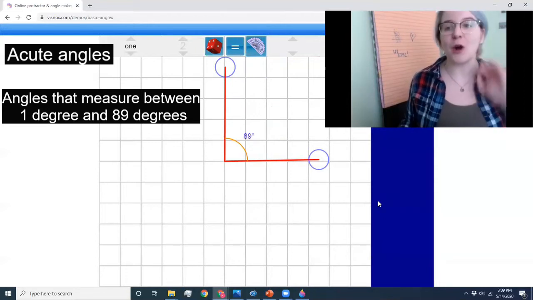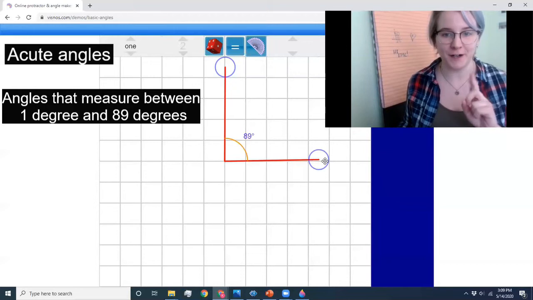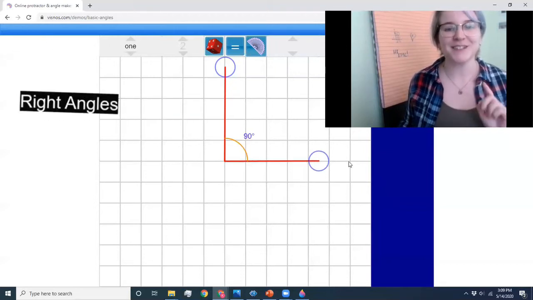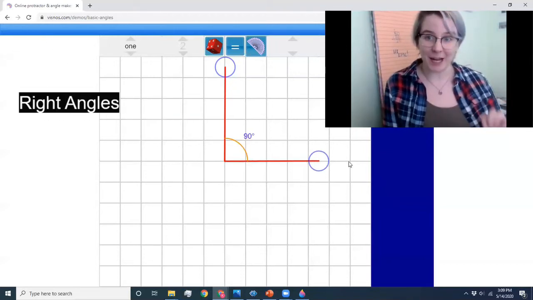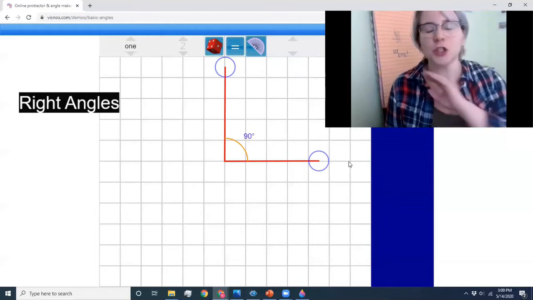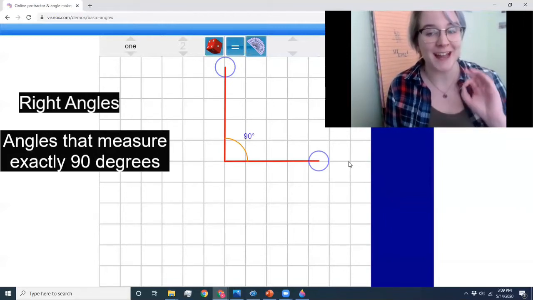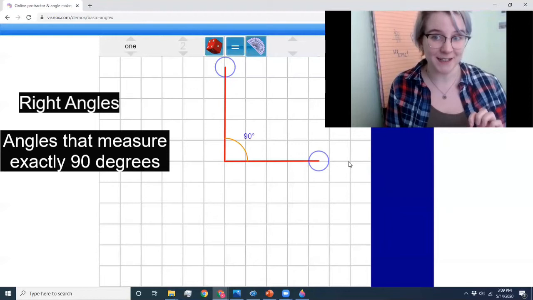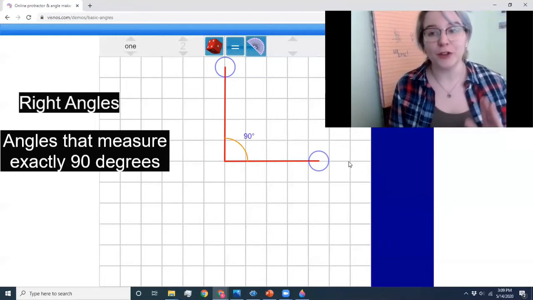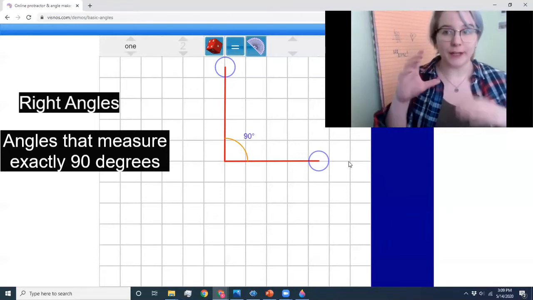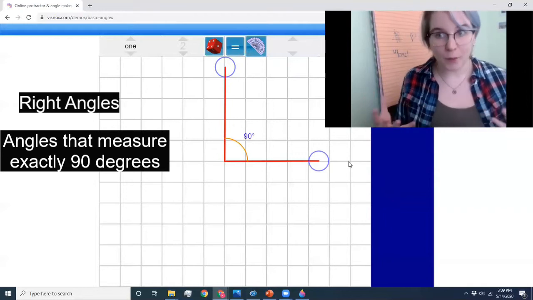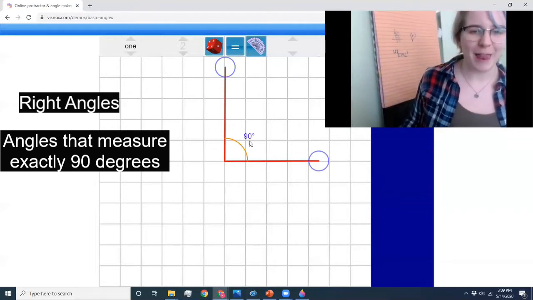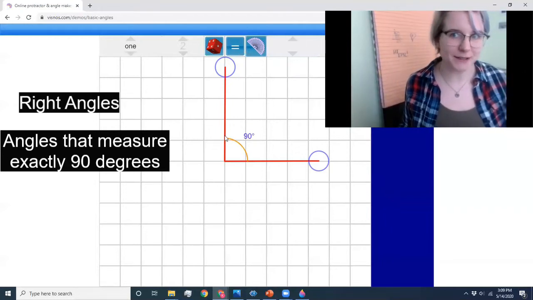Now, if we go 1 degree further, suddenly we're looking at a right angle. Right angles always measure 90 degrees exactly. Right angles look like the angles in a rectangle or a square. They are always 90 degrees.